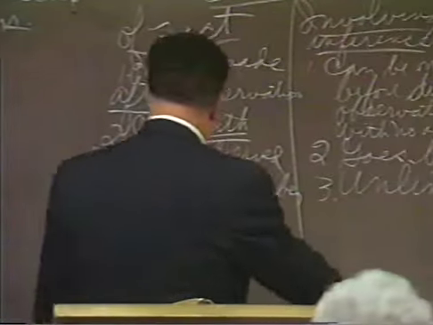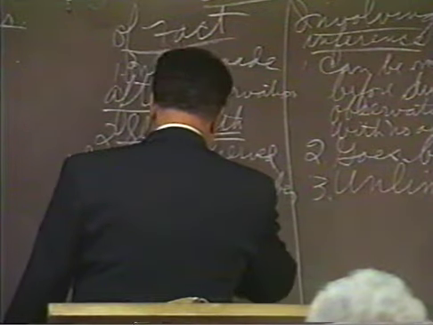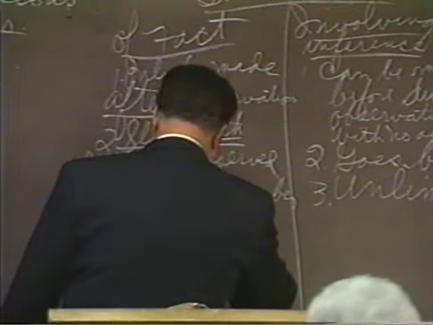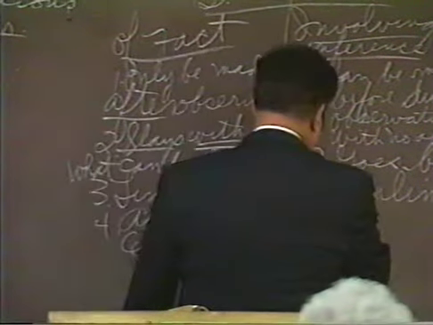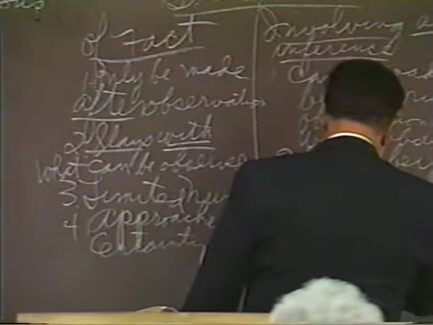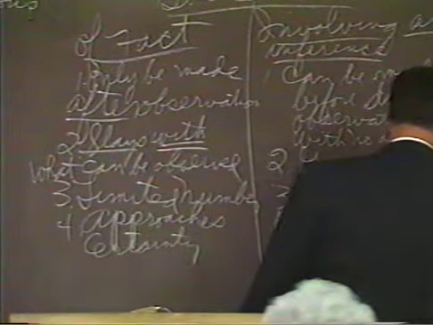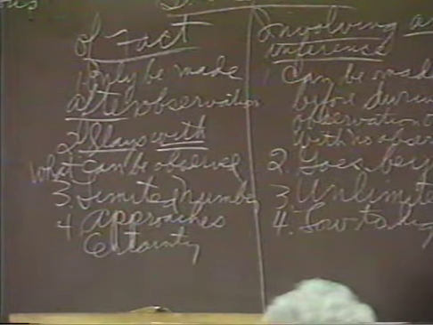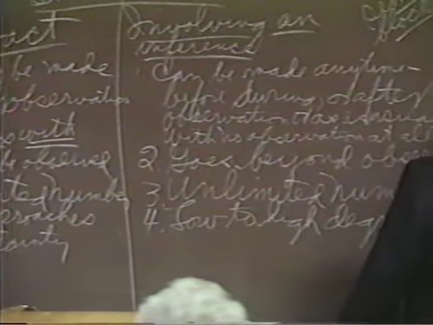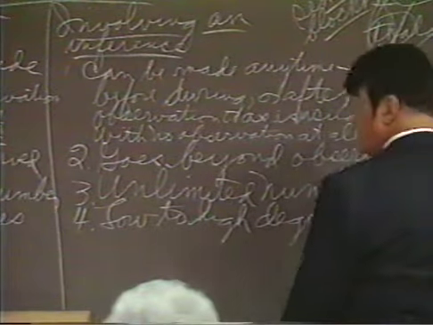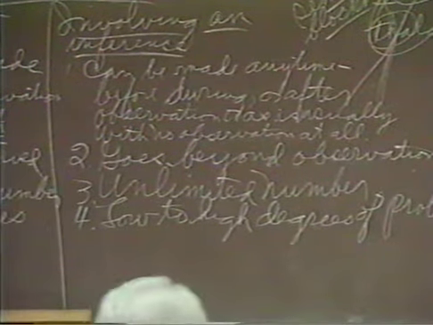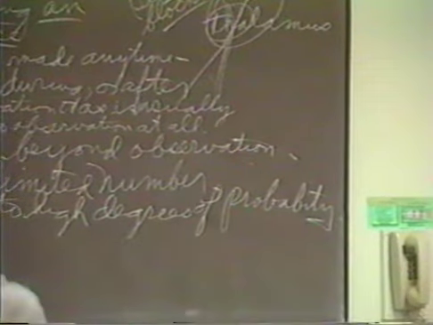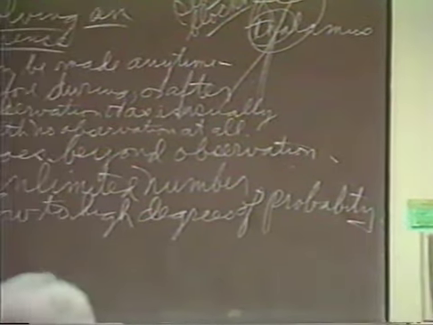A statement of fact approaches certainty. Whereas inferences have low to high degrees of probability. Well, too often we jump to conclusions because we behave with the assumption of certainty. This is what I call it, the assumption of certainty.